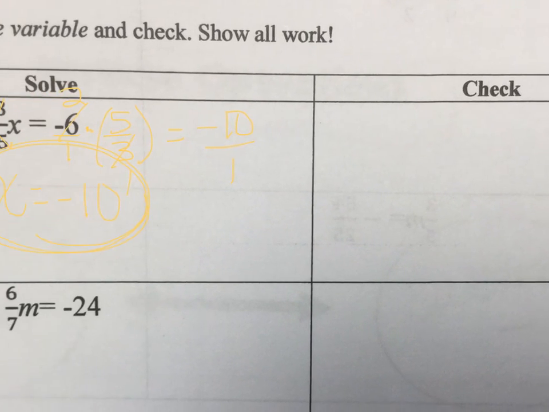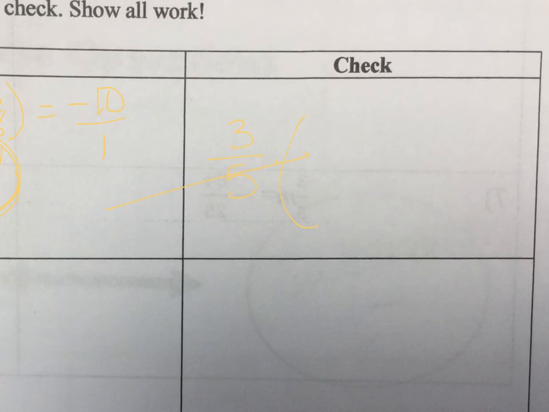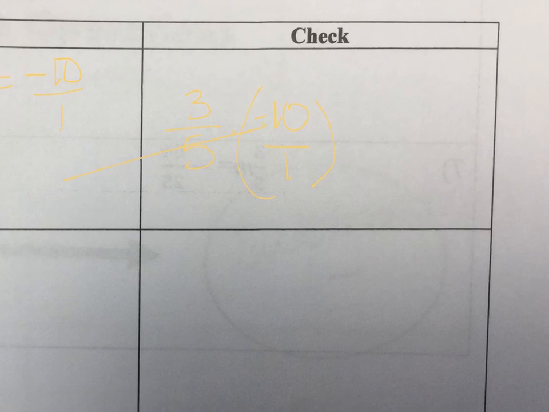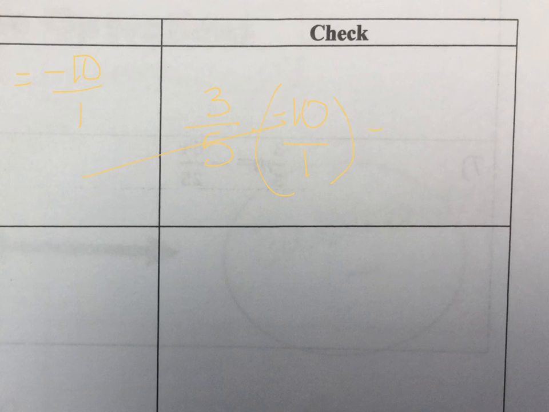All right, and then to check it here. So 3/5 times -10 over 1 is equal to -6. Let's see if that's true. 3 times 10 is -30. 5 times 1 is 5. Well, -30 divided by 5 is -6. Therefore, it checks out. Coolio.